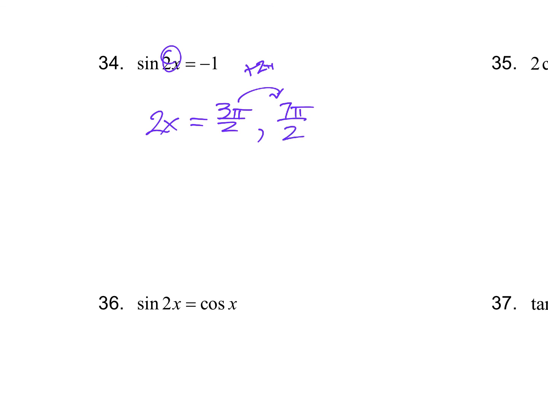Then I divide. Oh, you want to do that and then divide? Yes, you want to add first, because if you did it after you divided, you're not necessarily going to get an answer that gives you sine is negative 1. That doesn't work that way.